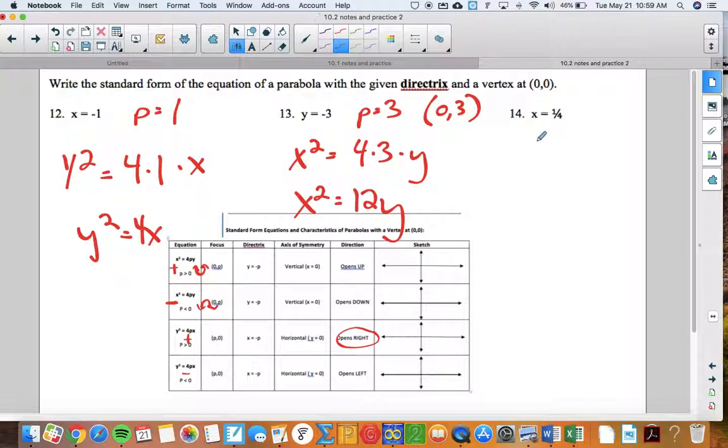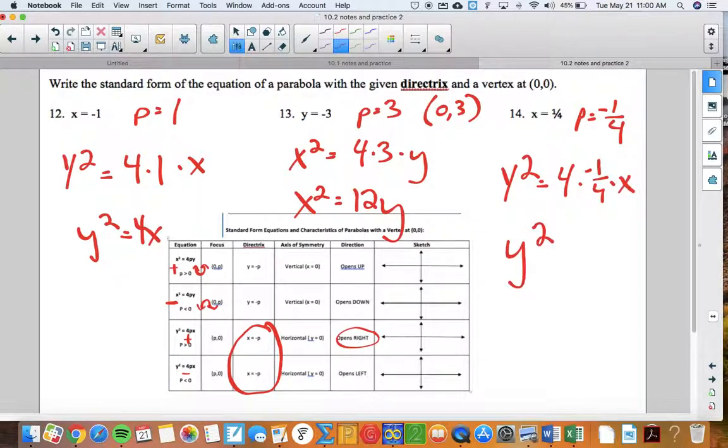Last but not least, x equals 1/4. Because it's x equals, it's going to be one of those two directrix, and it's positive. So that means our p-value is actually the opposite. It's -1/4. So which row is this then? Because it's a negative, we're going to use the bottom row. So y squared equals 4 times negative 1/4 times x.